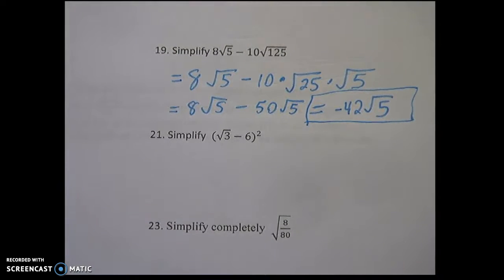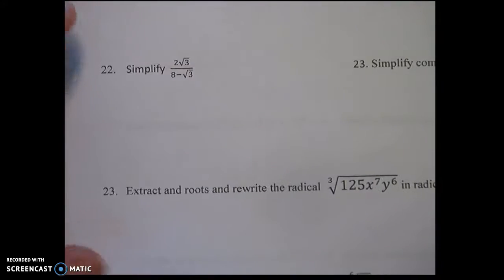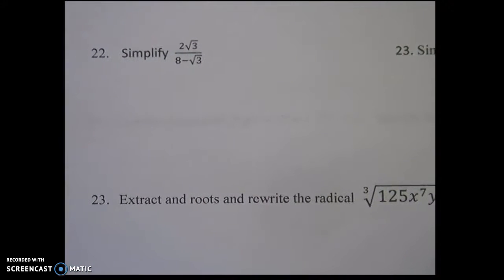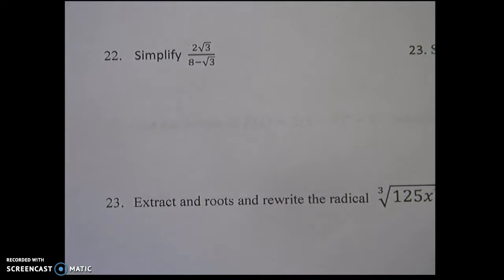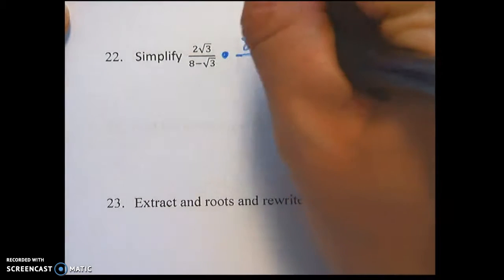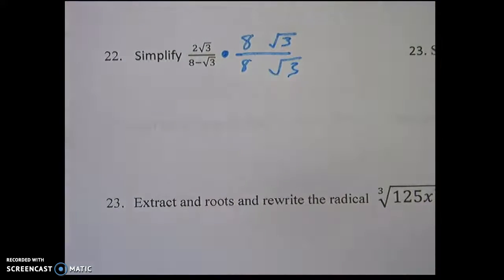And I've got time to do one more, which will be number 22. So I'm going to flip over to that. And number 22 is a difficult problem. When you're simplifying this thing, what you want to do is multiply the top and the bottom of the fraction by the conjugate. Now the conjugate is the same, this 8, this root 3, but instead of it being a minus in there, we want to change it to a plus.